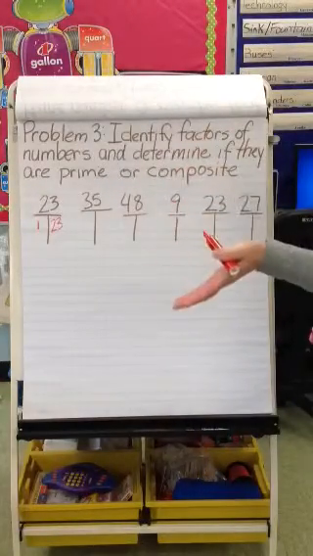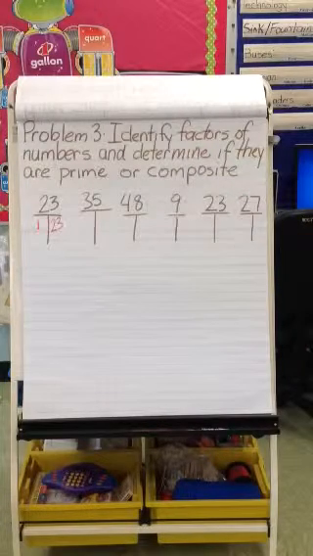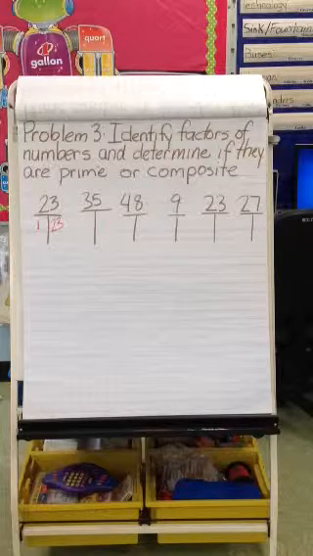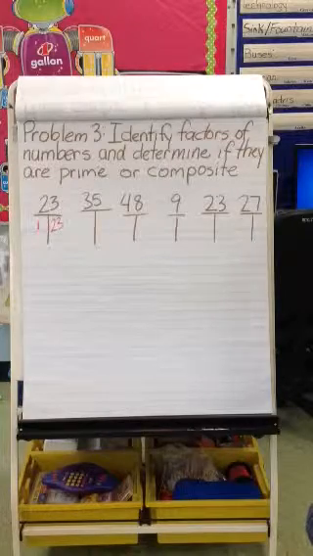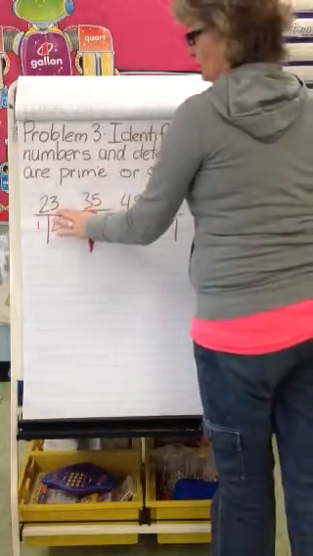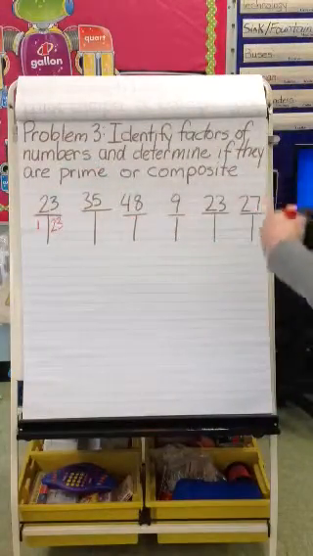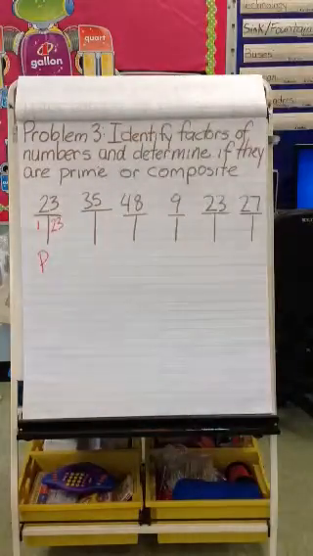Is 2 times something 23? No. 3 times something 23? No. 4? No. 5? No. 6? No. 7? No. 8? No. 9? No. 10? No. 11? No. 12? No. Well, 12 times 2 is 24. That gets me past 23. And if I continue, there are no other factors of 23. 23 has exactly two factors. That makes it prime.